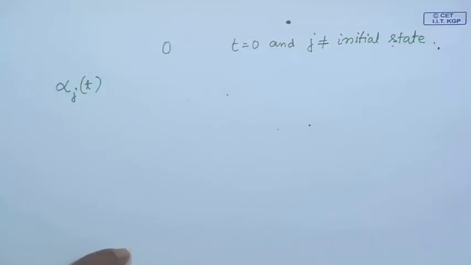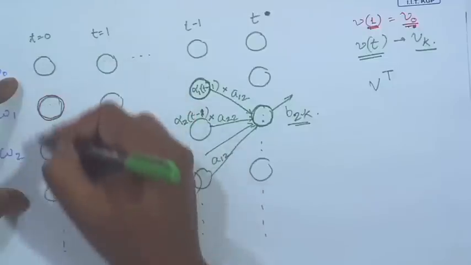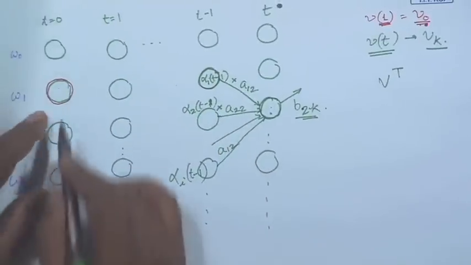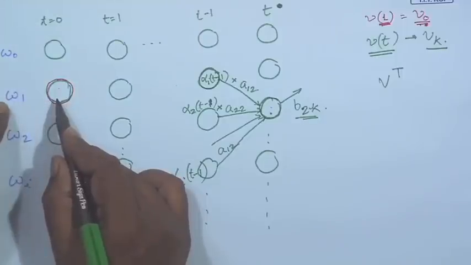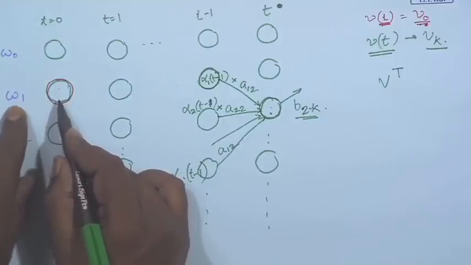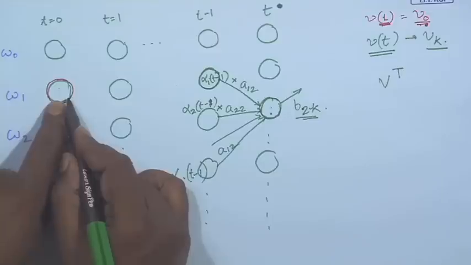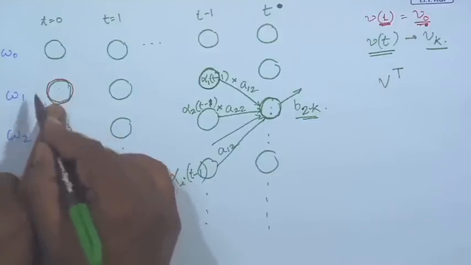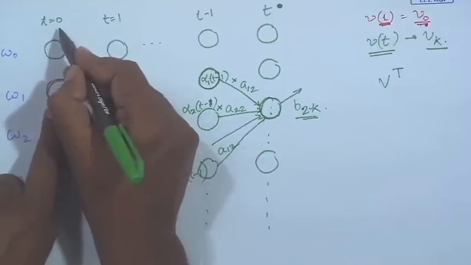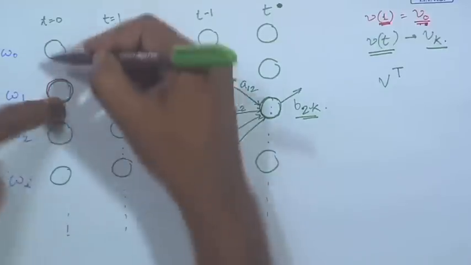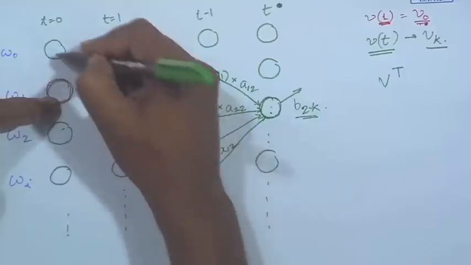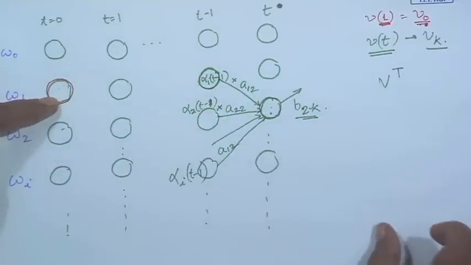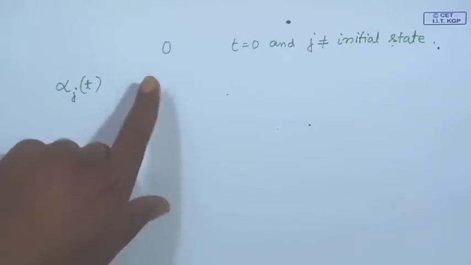T equal to 0 means we are talking about our initial condition as per this diagram. And the probability, as I said, that if I know that the machine is initially in state omega 1, then the probability of omega 1 at time step t equal to 0 is 1. The probability that the machine will be in any other state will be equal to 0. So, this is as per definition.